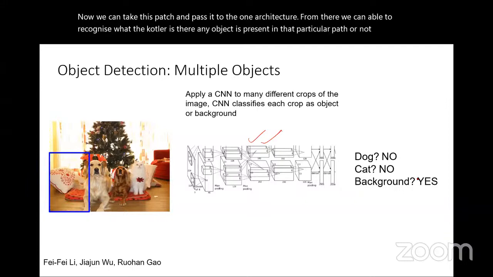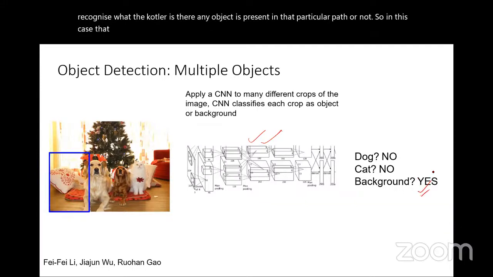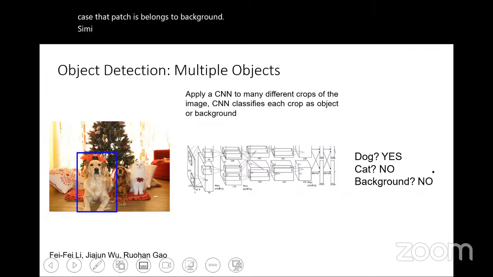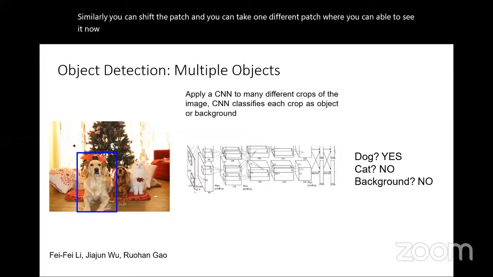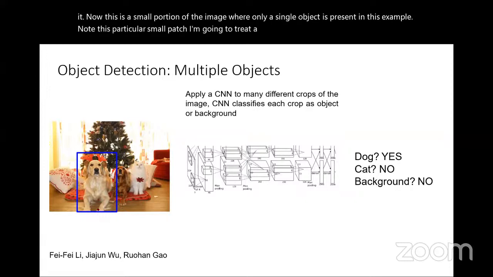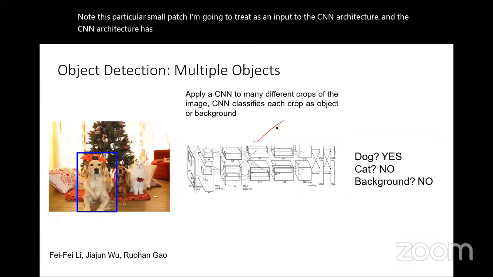So in this case, the patch belongs to background. Similarly, you can shift the patch and take one different patch where you can see now a small portion of the image where only a single object is present. Now this particular small patch I'm going to treat as an input to the CNN architecture, and the CNN architecture gives the output that this particular image belongs to the dog category.